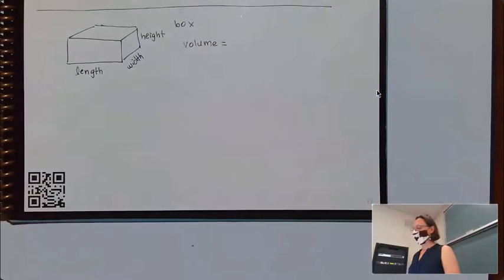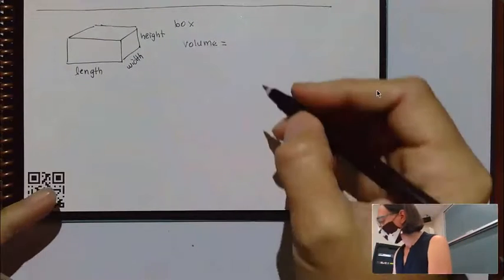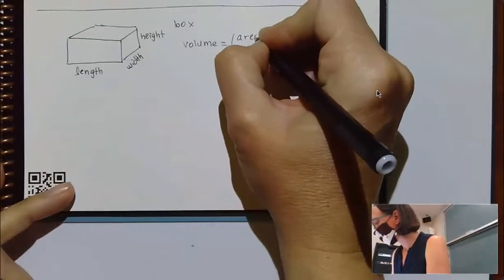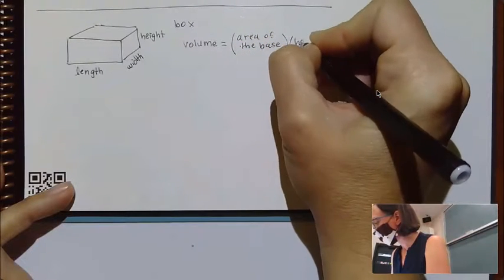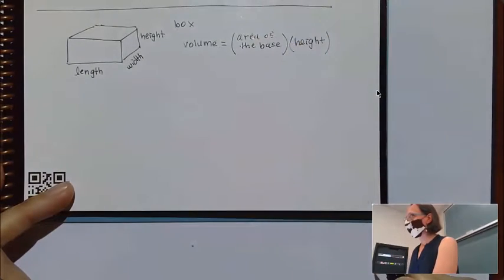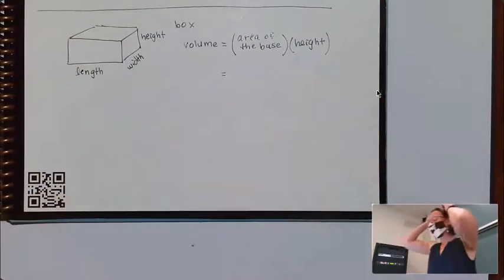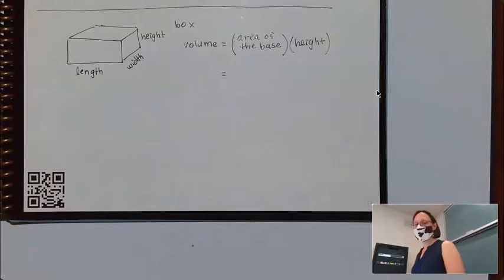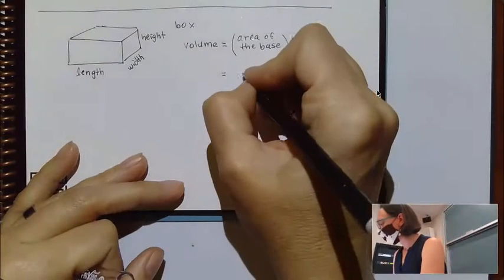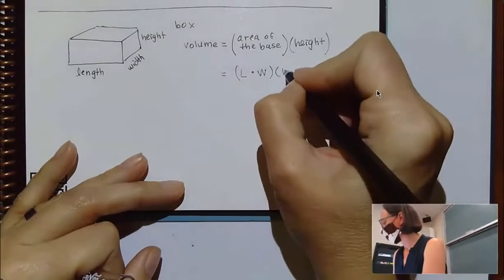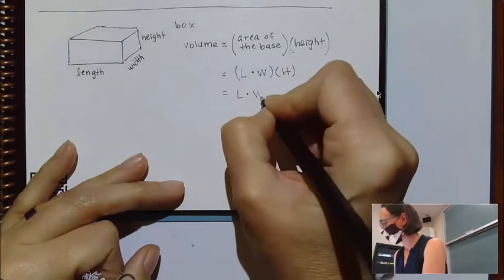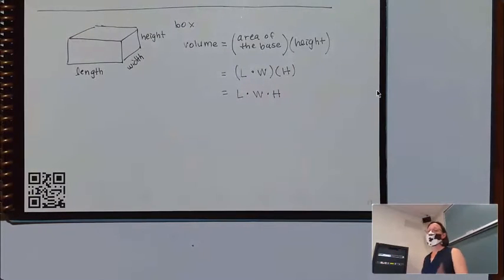we would calculate the volume, and this is actually true for lots of solids. The volume is the area of the base times the height. And since the base of this object is a rectangle, the area of this would look like the length times the width. That would be the area of the base. And then I would multiply that by the height, or length times width times height.